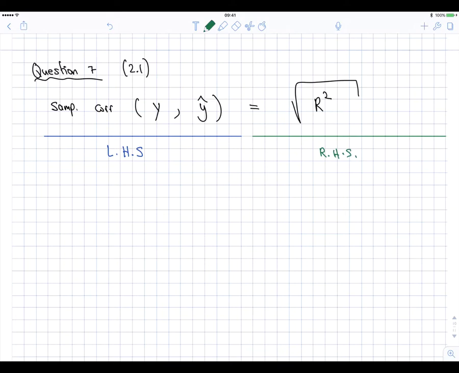But in that process, you need to do manipulation. Here's step 1 that everybody should be able to do. If you don't know how to do step 1, you are hopeless at solving this. What is step 1? It is to rewrite the left-hand side and the right-hand side using the definitions. If you don't know that, there's no way you can prove it. So what's the sample correlation?